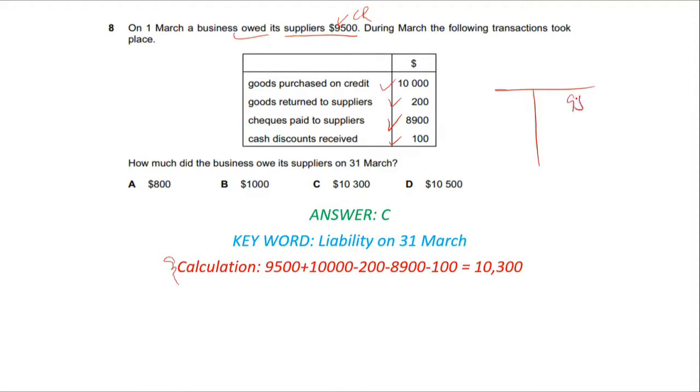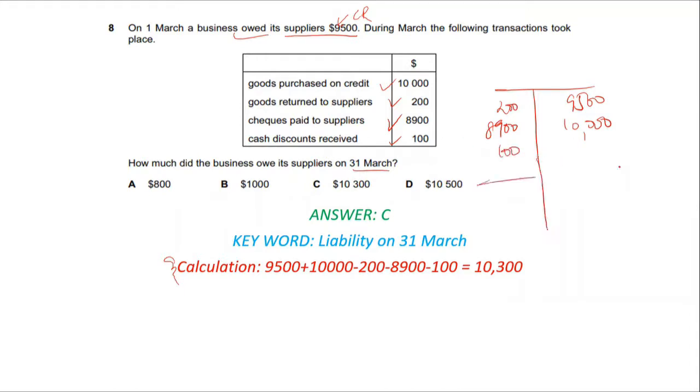So 9,500 is my credit balance, because I owed this much money to the supplier at the beginning, and it's asking me for the ending balance at 31st March. So 9,500. Then I purchased additional goods, so 10,000 here on the credit side. Then some of the goods were returned to the supplier, which means that my accounts payable has been reduced by $200. Checks paid to suppliers, so I paid 8,900, which is again a reduction in my accounts payable. Cash discount received, $100. Again, that reduces my payable.